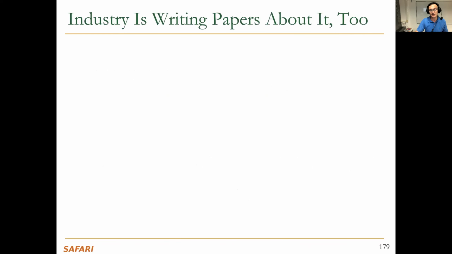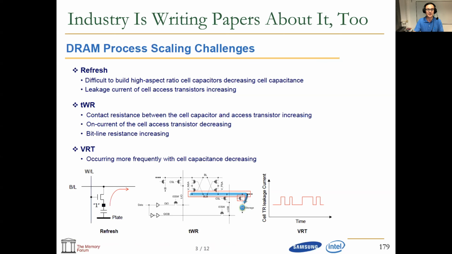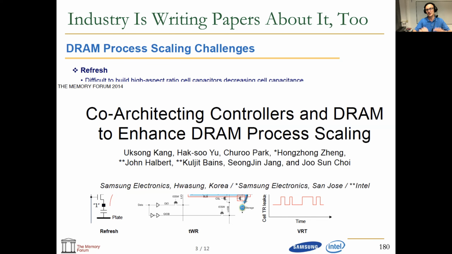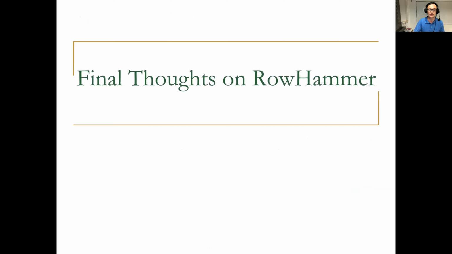And we're not the only ones talking about it. Industry, Intel and Samsung, actually wrote this nice paper in the Memory Forum in 2014, where they talked about DRAM process scaling challenges. I'm not going to read through these, but refresh and variable retention time, things that we discussed earlier, come back, as you can see. They don't talk about RowHammer because that was not exposed yet, let's say. And they basically argued that you need to co-architect controllers and DRAM so that you can solve issues like this. And I believe that this is really critical to do going forward.